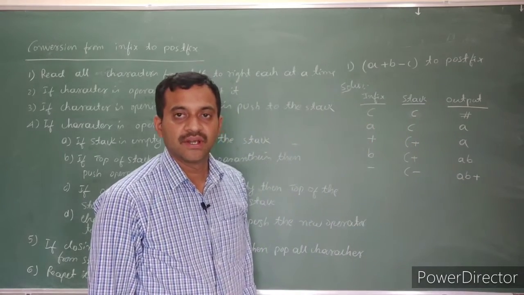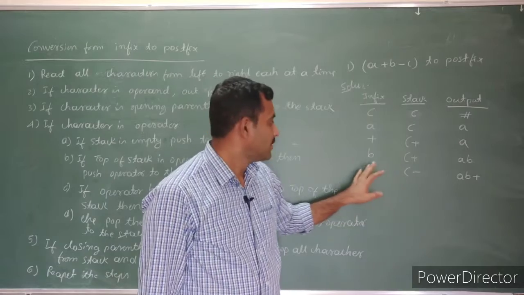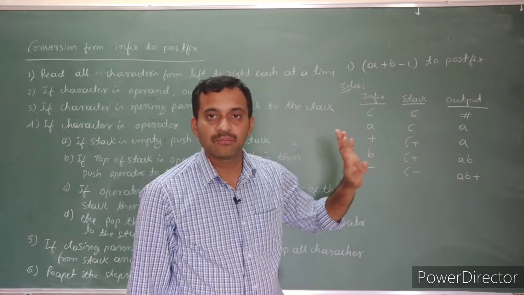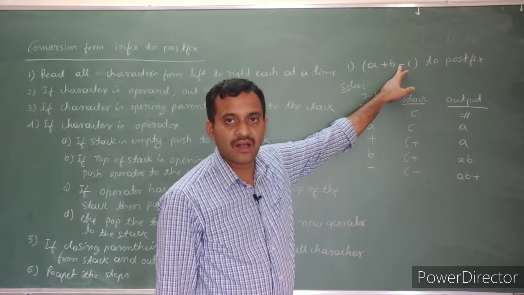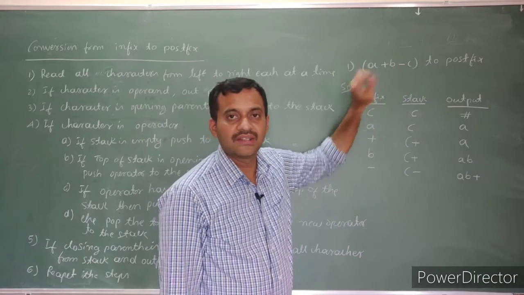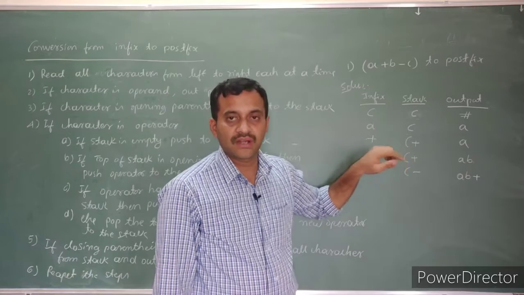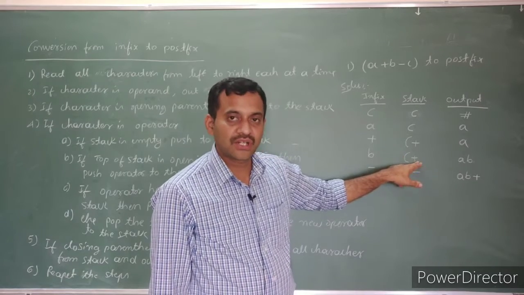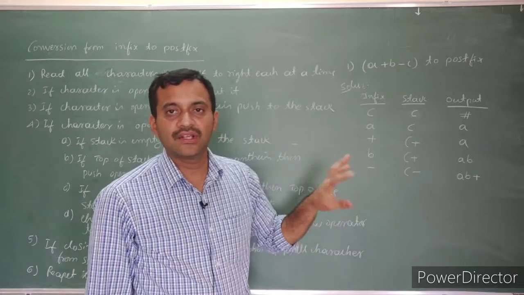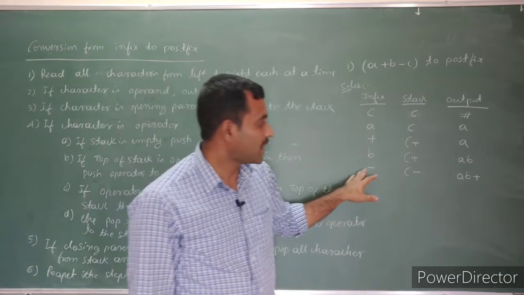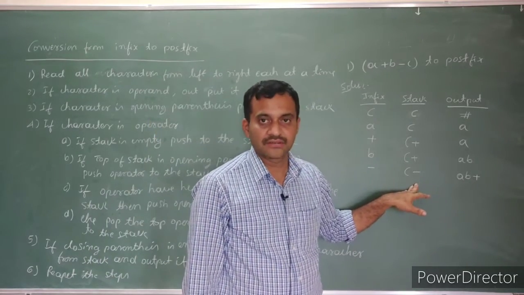AB plus. Why like this? Because minus and plus have the same priority. If instead there is a star operator, a multiplicative operator, then we have to push it to the stack, because plus is the topmost element and the topmost element has lesser priority than the new element. So that operator is also added to the stack.